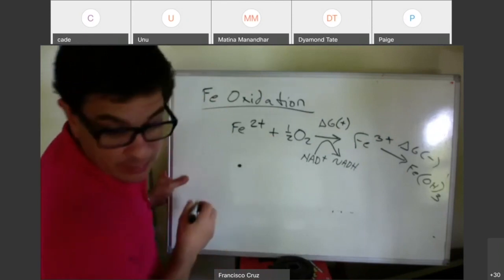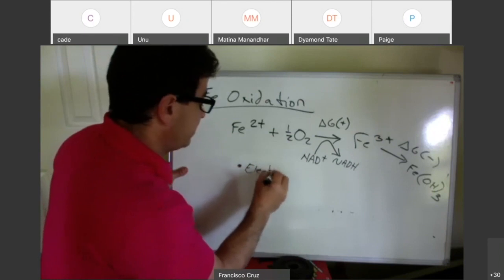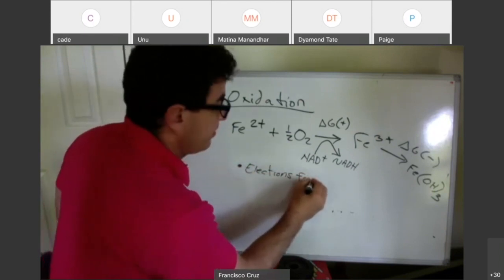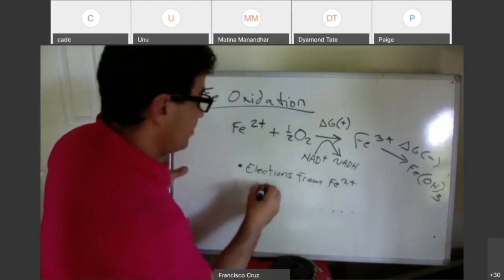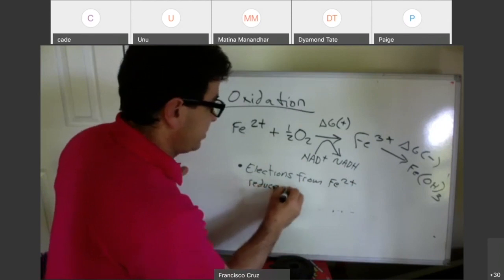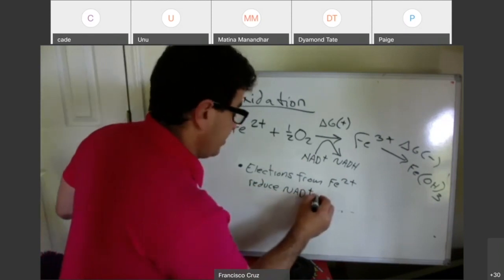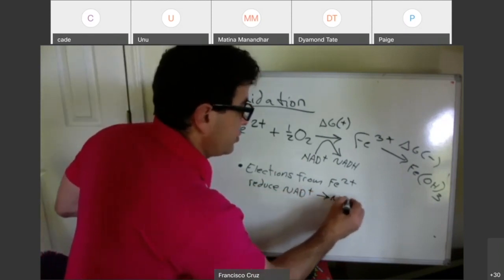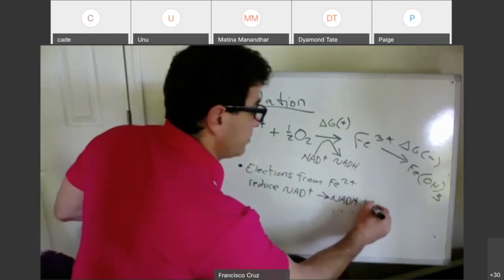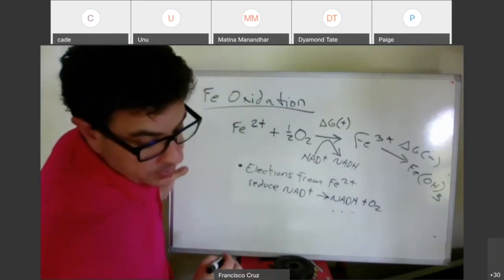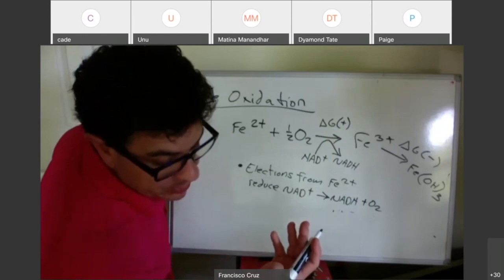And this is probably the last that I'll talk about iron. Electrons from iron 2+ reduce NAD+ to make NADH, and oxygen. NADH formation, and ATP from O2 to sugars.